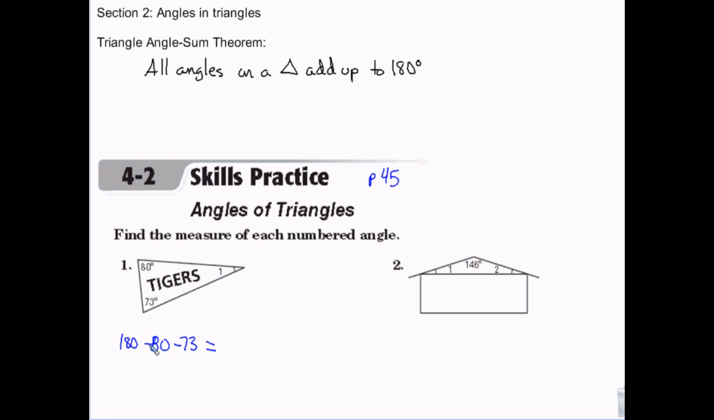Okay, so we take the 180 minus 80 is 100. Minus 70 is 30. Minus 3 is 27 degrees. So the measure of angle 1 is 27 degrees.